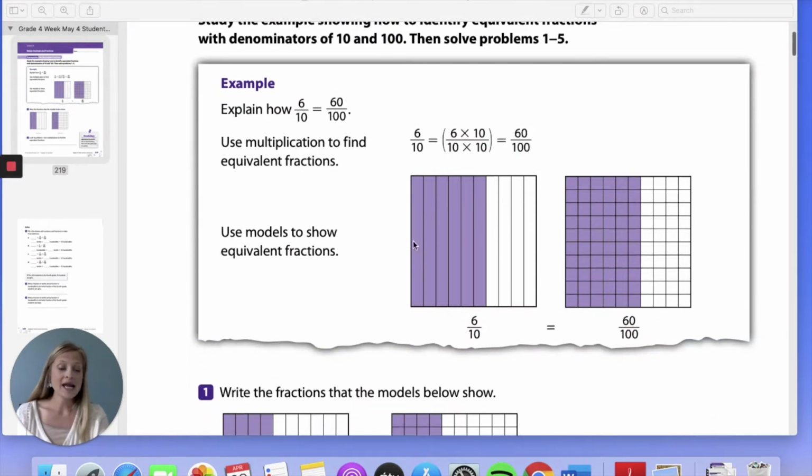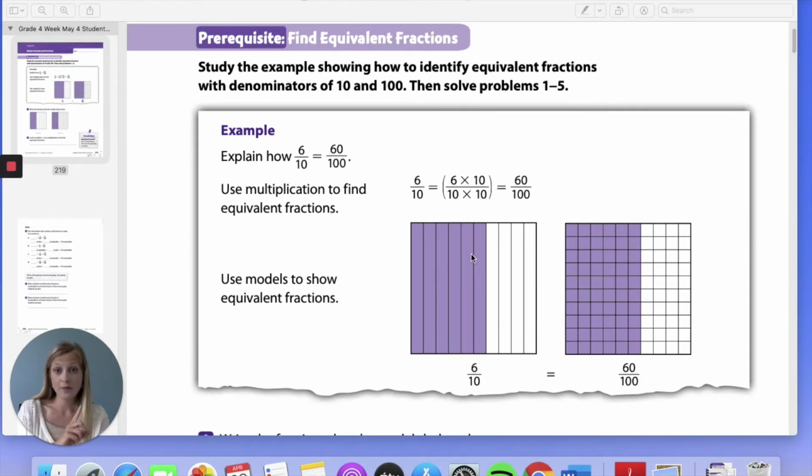You'll see a great example on that front page of your packet, if not you're seeing it here, and it uses both multiplication and models, and we love using models because they help us visualize the math that we're seeing. So you'll see that they're comparing 6/10ths and 60/100ths, and we'll see how they are equivalent to each other. Now, they also use multiplication, and anytime we're going from tenths to hundredths with multiplication and equivalent fractions, we are going to multiply by 10/10ths, or 10/10. Now keep that in mind as we are about to go down and do an example problem together.